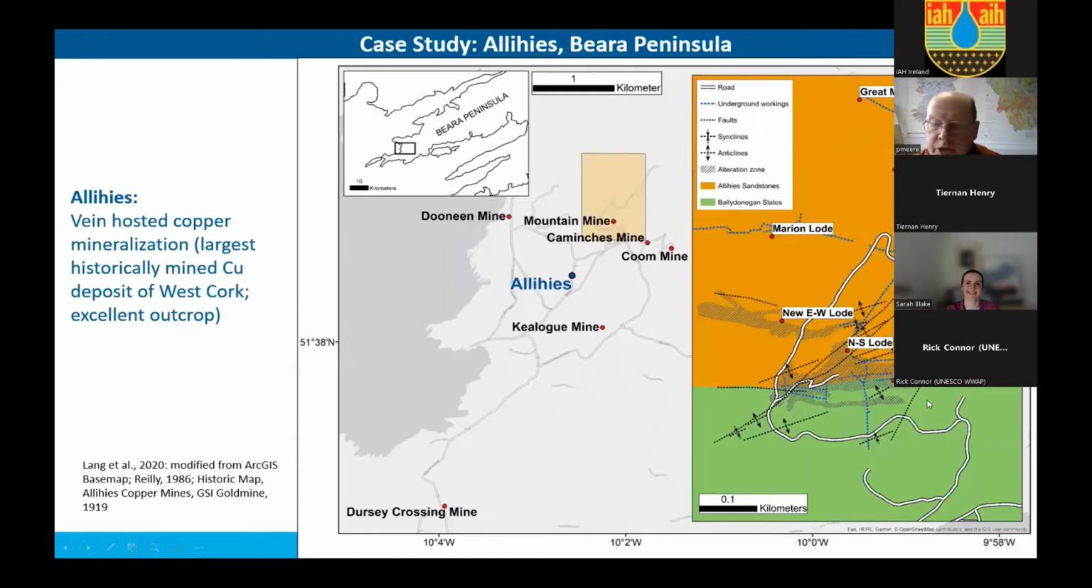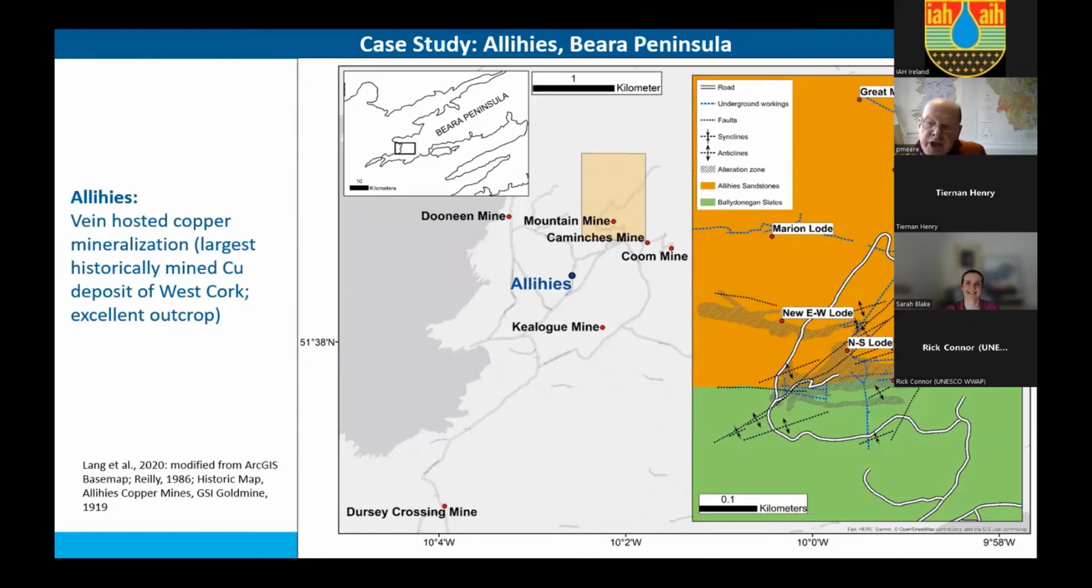We look at the local geology, and this is the mine area here on the right-hand side. We've got two units, very, very typical of Munster Basin infill. The orange are what we call the Allihies sandstones, and these are fine to medium-grained sheeted sandstones. This is all terrestrial alluvial fan material, and below that we have the Ballydonigan slates, a much finer-grained unit of muds to fine silt grade.